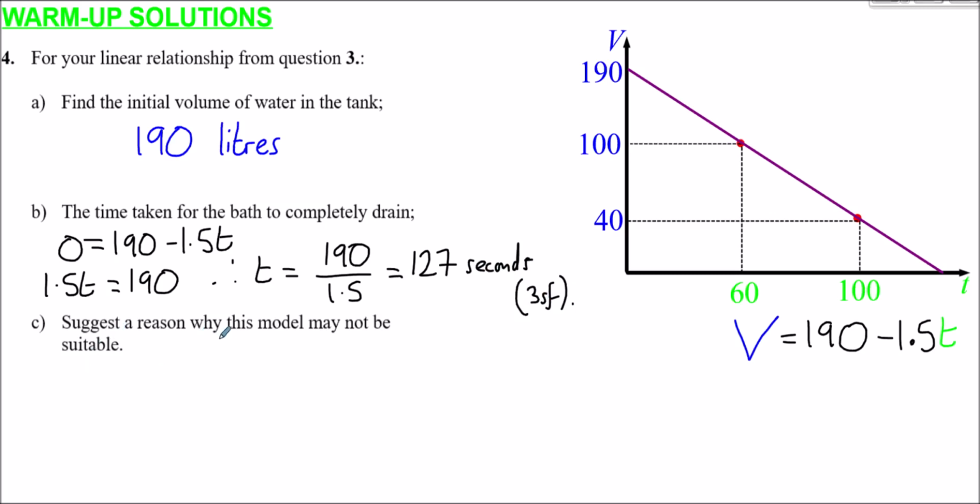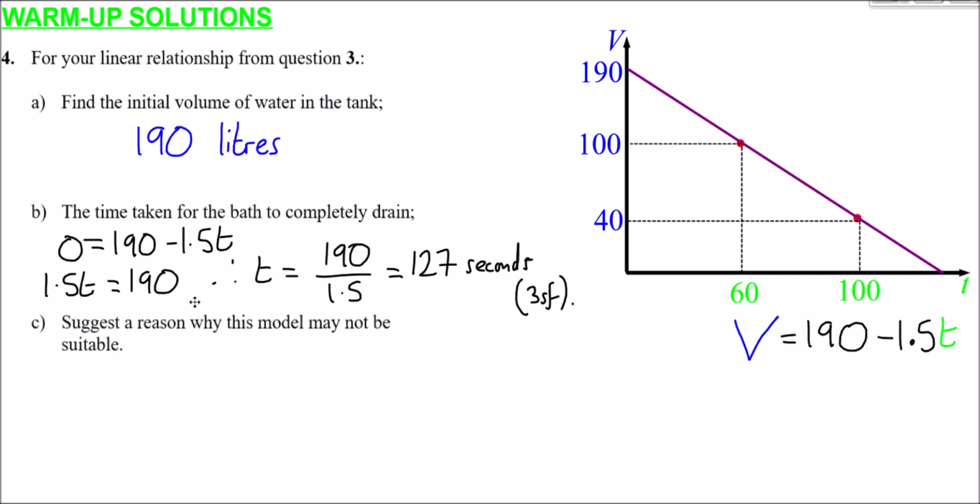Finally, suggest a reason why this model may not be suitable. There's a few things you could put. The two main reasons that come to my mind are as follows. If you've got a suitable alternative, let me know, and I'll comment back to say if I think it's fair enough or not. So as long as you're not stupid with this interpretation, this is only a 1 marker, chances are you get the mark.